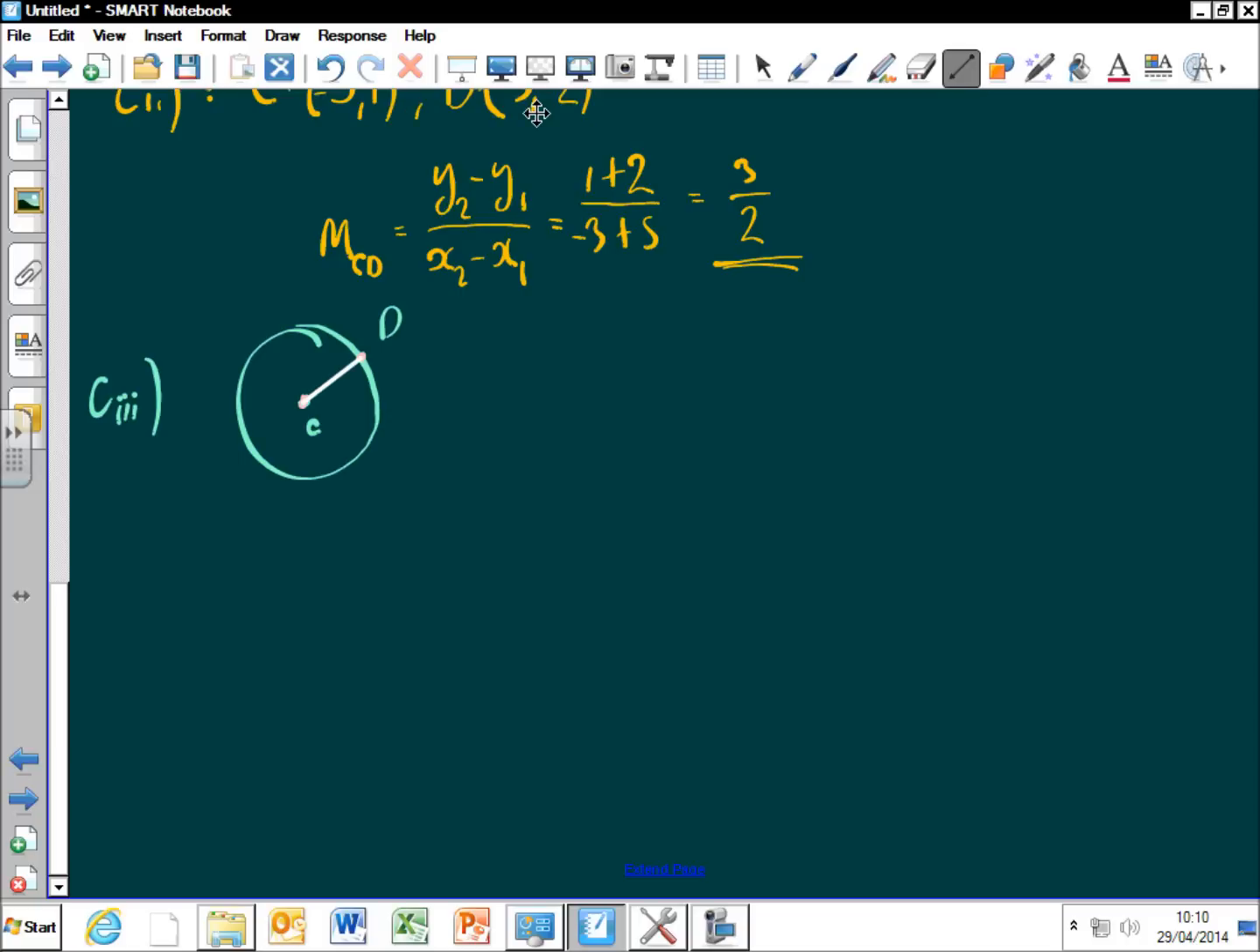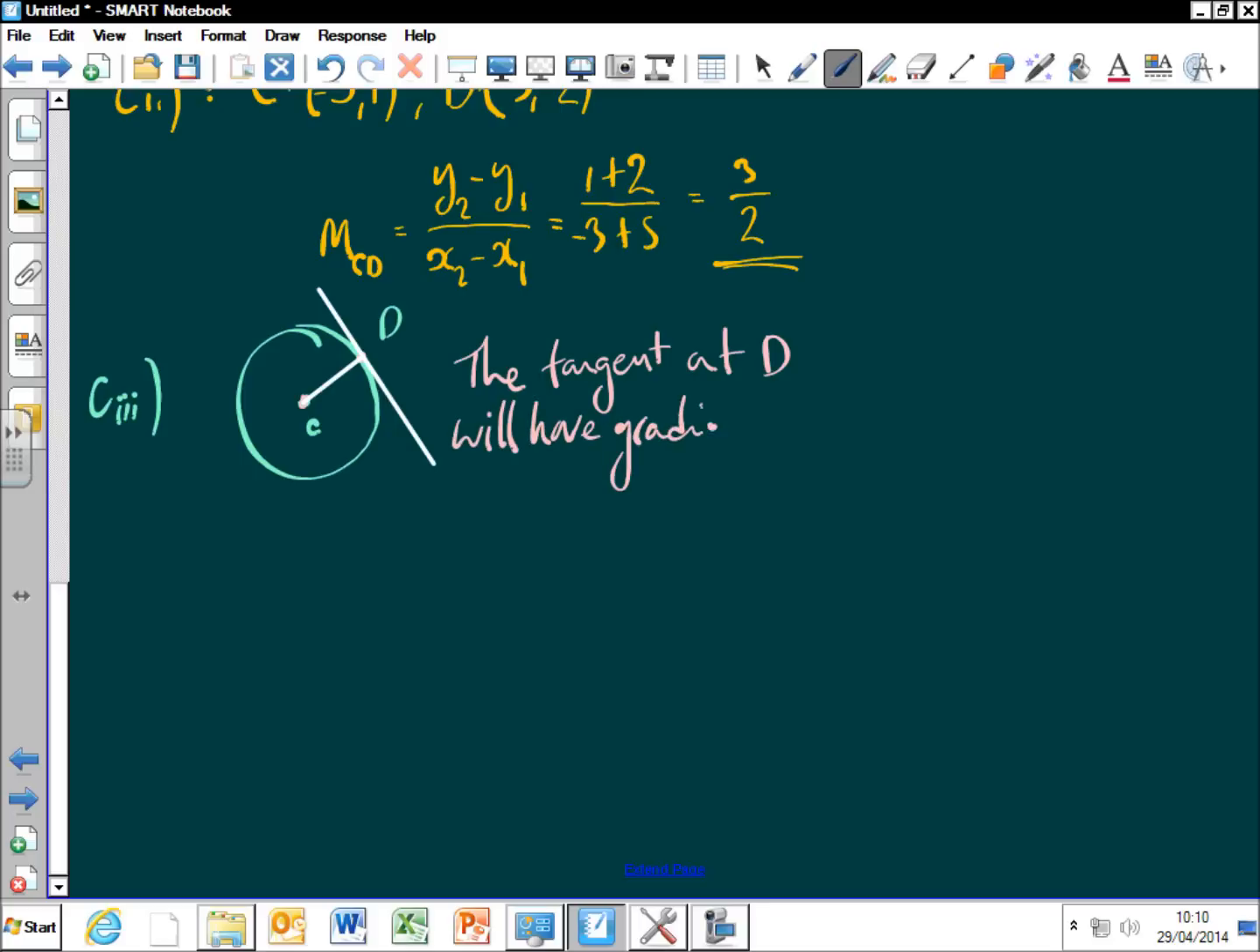Okay. So if we want the tangent, that line there, the tangent line at D will have the gradient which is the negative reciprocal of the gradient, because they're going to be perpendicular. It's a right angle there because it's a tangent. So we'll have the gradient -2 over 3. Okay. We also know that it goes through point D. So again, we're going to use this line equation.